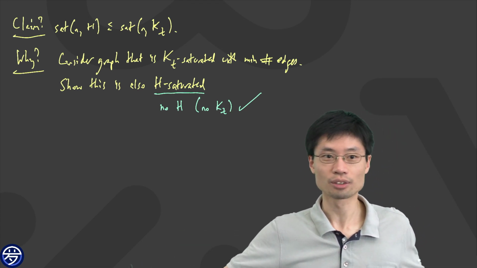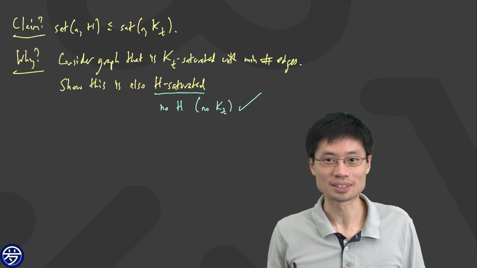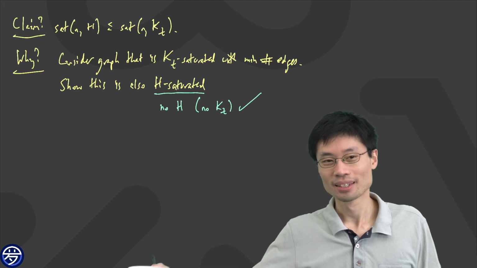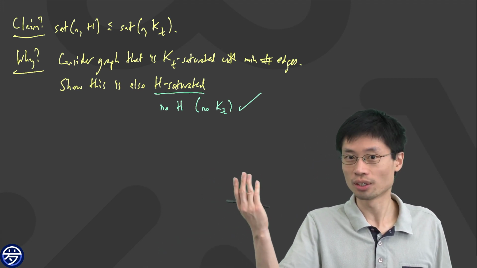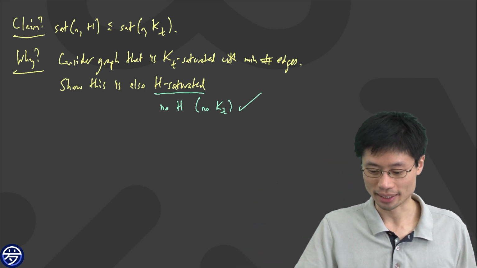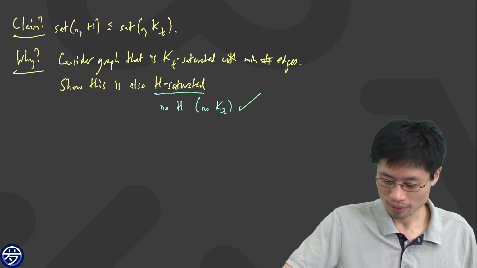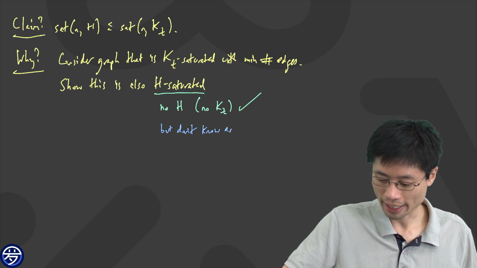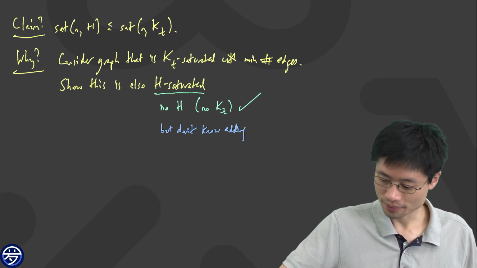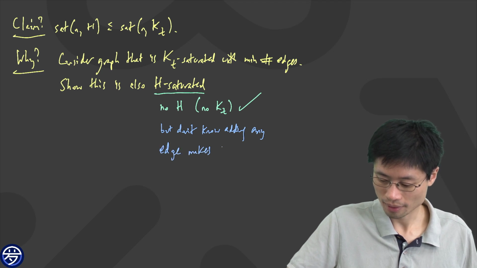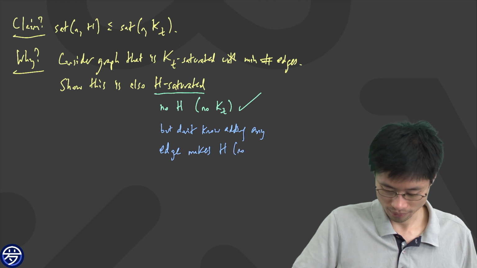Actually, that's not true, and it's not your fault. This is one of these things where you think, surely it's going to be monotonic. But it's not. The problem here is that we don't know immediately that adding any edge makes an H. We only know that adding any edge makes a KT. So we don't know that adding any edge makes an H, only KT.